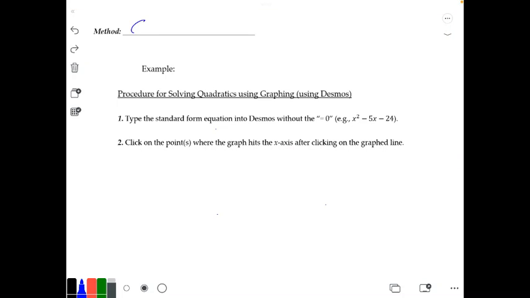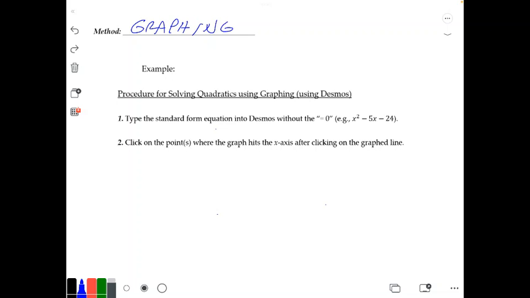The next method of solving quadratics is the graphing method. And the graphing method only has 2 steps. We're going to be primarily using Desmos to find the roots or zeros or solutions of a quadratic equation. You can do this in the calculator, but it's a little more difficult. It's a lot easier using Desmos.